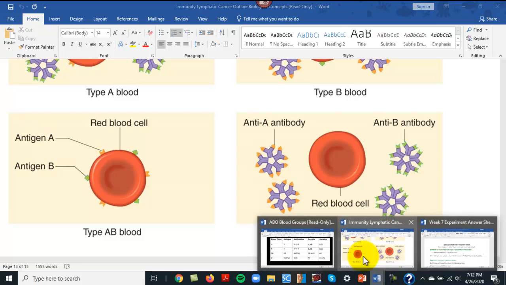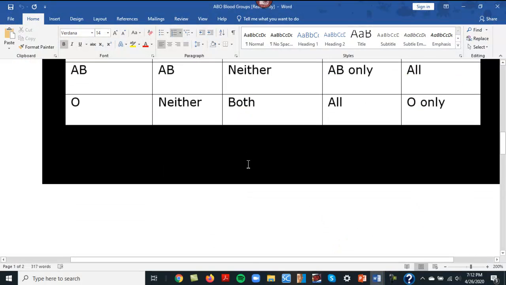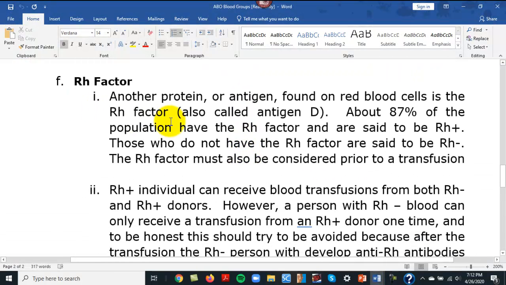So I'm going to go back over here. So here's the Rh factor. 87% of the population in the United States have the Rh factor, and are said to be Rh positive. If you don't have that antigen, then you're Rh negative. So the Rh factor must be considered.